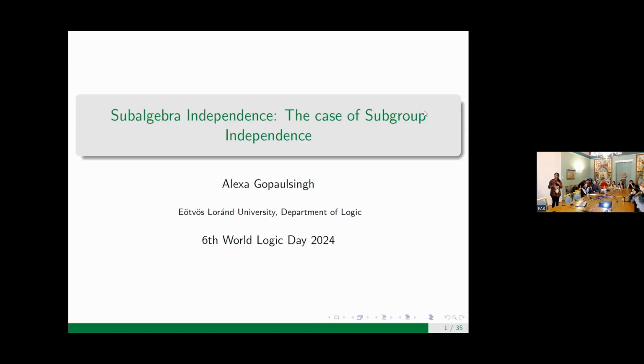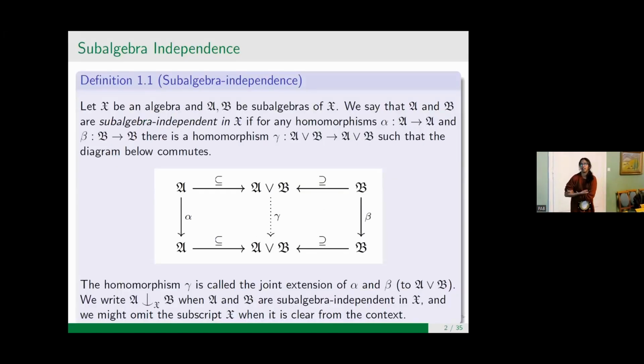So this work is on subalgebra independence, and it starts with a joint work with Ganesh. Subalgebra independence is a more general definition of independence. I'll just get into it.